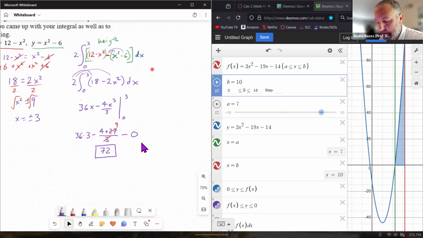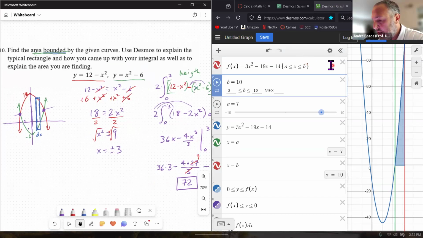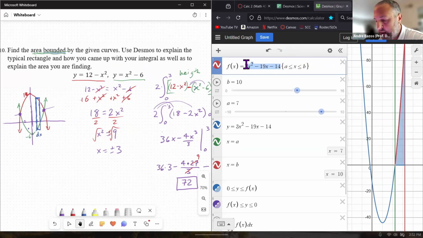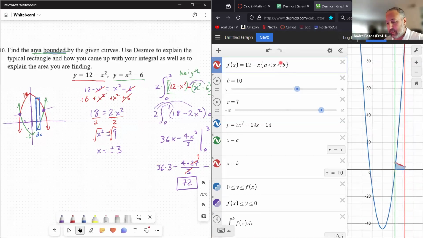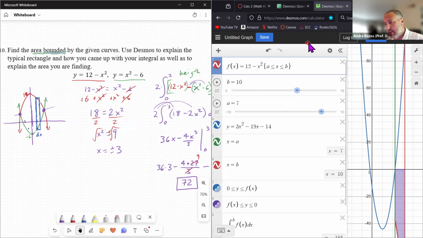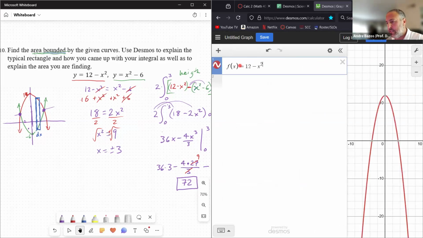So now I need 2 curves though. I didn't ask you to do this, but I'm just doing it so that way we can make sure we get the gist of it. So f of x, let's do f of x. 12 minus x squared. There we go. Desmos does like function notation. Sometimes you have to use function notation to do some of the things that we want to do.